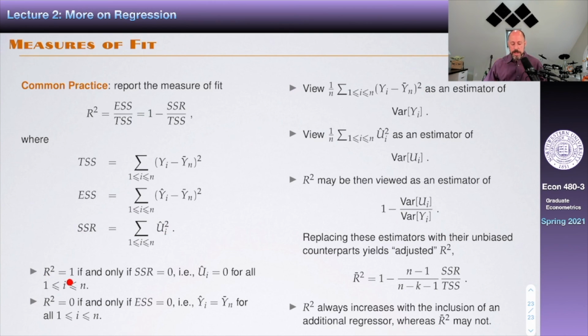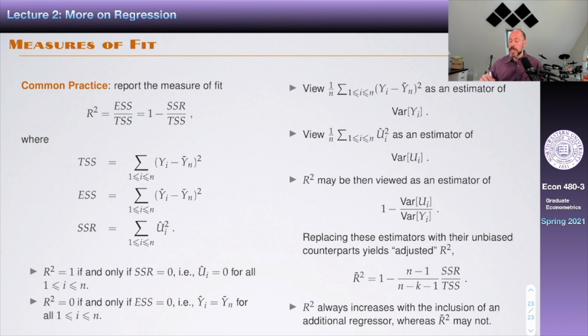And so R squared is just going to be 1 if and only if the sum of squared residuals is 0, or if u hat is 0 for all the observations. The R squared is going to be 0 if the explained sum of squares is 0. So that is if your model is giving you y bar as the prediction, you're not having any x's, or the x's are just so bad at explaining y that this is what's going on.